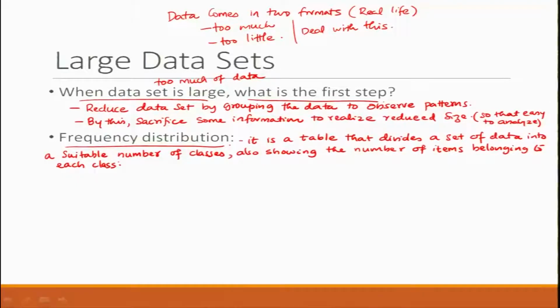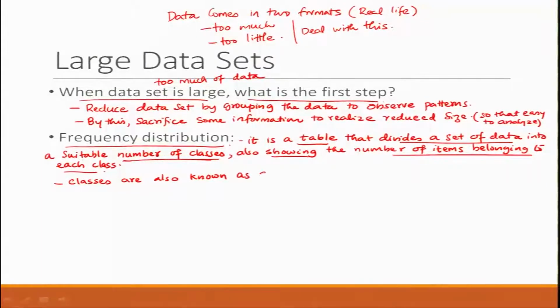So, the idea here is that it is a table that divides the set of data into a suitable number of classes. We will talk about what the classes are, but it divides the data into classes or groups. So, all of you are in the class of this prescriptive analytics. What does that mean? Because all of you are taking this course, you have a similarity in that. So, classes means a group of similar items. It also shows the number of items that belong to each class. In a way, classes are also known as categories.